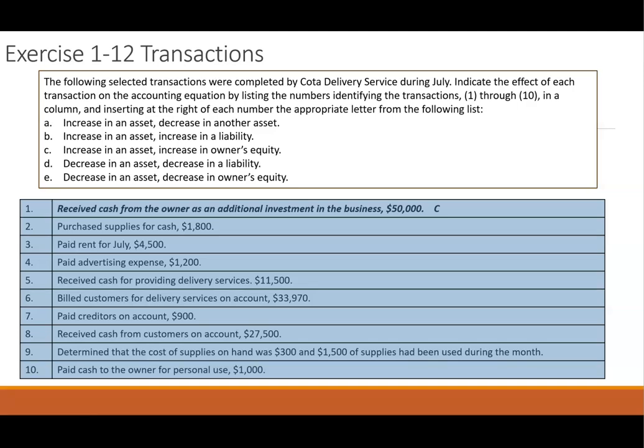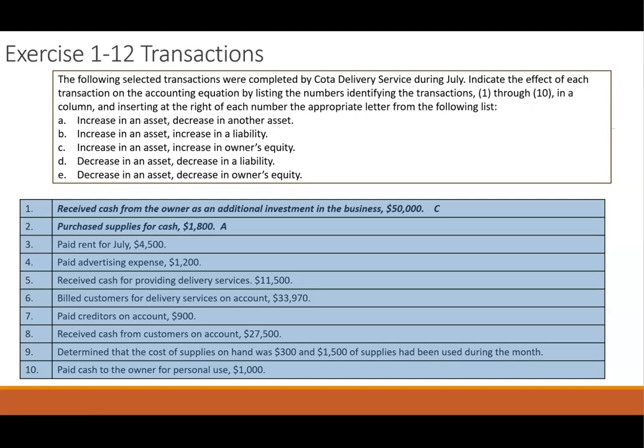So, number one, received cash from the owner as an additional investment in the business of $50,000. So think about it. When you receive cash, cash is an asset, which is a resource, and it increases. Then it tells us this was an additional investment in the business. Wouldn't that be an increase in owner's equity? So asset increases, owner's equity increases. C. Number two, purchases supplies for cash.